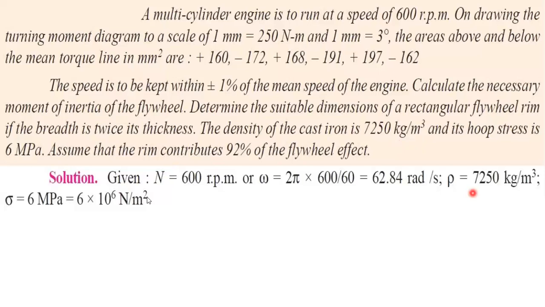So sigma value, rho value, everything. The sigma is in megapascal, which means 10 power 6. And one more thing is to assume that the rim contributes 92% of flywheel effect. This one we need to consider at the end of the problem. So keep it as it is. The rim will be contributing 92% of flywheel effect.